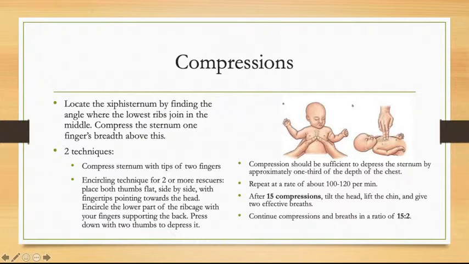As you can see, the first technique is to compress the sternum with the tips of 2 fingers, and that's diagram B on the right. You just use 2 fingers and compress the sternum, 1 finger above the xiphisternum. The second technique is the encircling technique, where you use both hands. Your hands are wrapped around the baby's torso, and your thumbs are placed where you've just looked, 1 finger's breadth above the xiphisternum. Then you use your thumbs to compress that area.